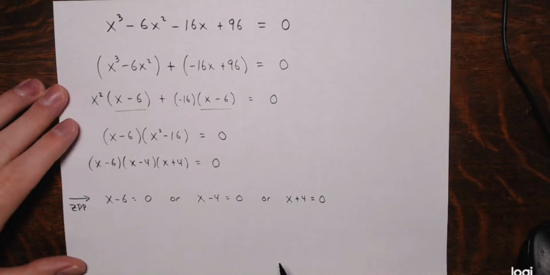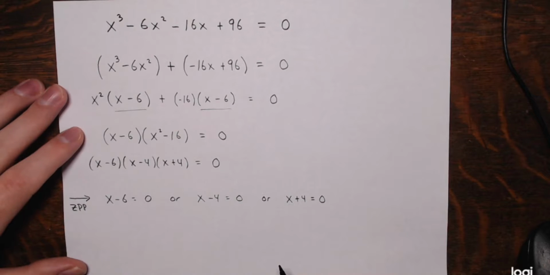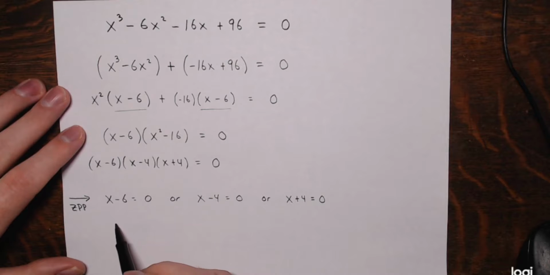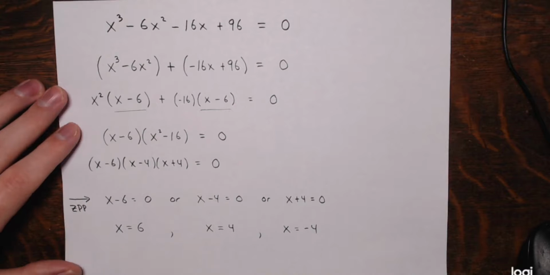And again, I know I did everything correctly, so these should work out, but you should still be checking them though. I'll leave that to you. So x equals positive 6 or positive 4 or negative 4. Solving each of these and then check them.